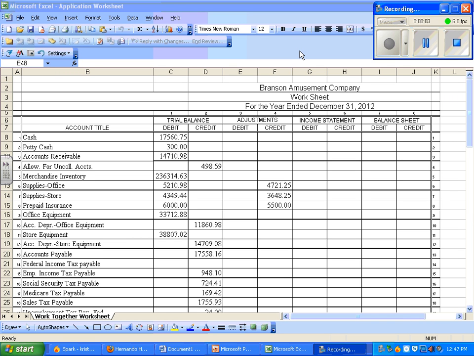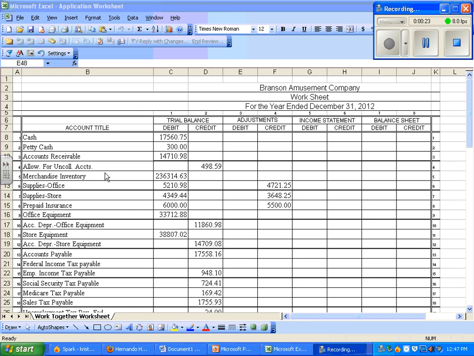Okay, we are going to do application 14.3, 14.4, and 14.5. That's going to be the adjustments for merchandise inventory, allowance for uncollectible accounts, and your adjustment for depreciation. And the first one is 14.3, and it is the adjustment for merchandise inventory.